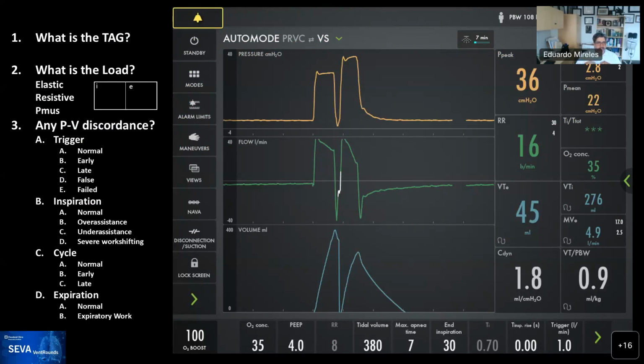patient. What's the tag? What's the load? And what's the PV discordance, patient ventilator discordance? Have no fear. There's no judgment or anger, just love and understanding.